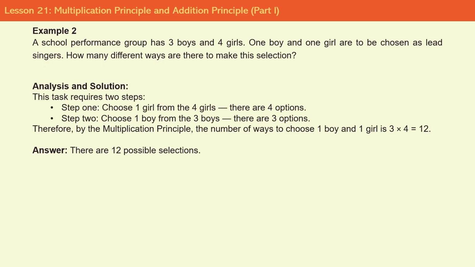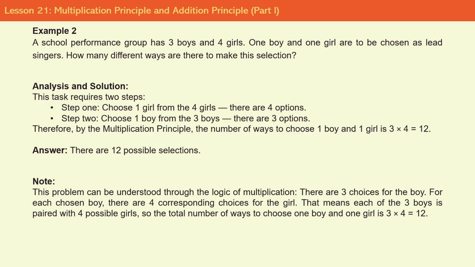This task requires 2 steps. Step 1, choose 1 girl from the 4 girls, there are 4 options. Step 2, choose 1 boy from the 3 boys, there are 3 options. Therefore, by the multiplication principle, the number of ways to choose 1 boy and 1 girl is 3 times 4 equals 12. The answer is there are 12 possible selections.